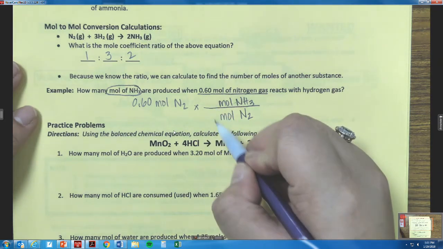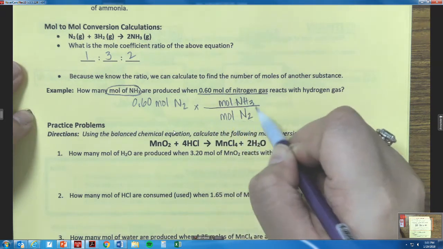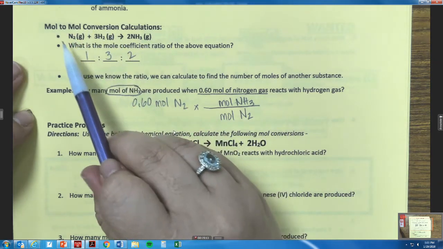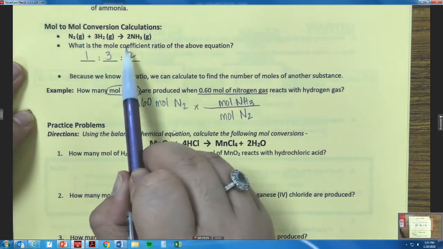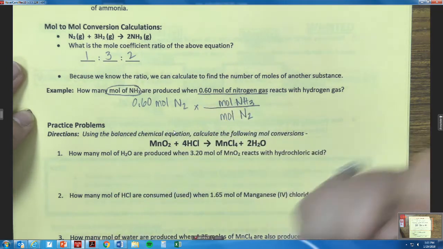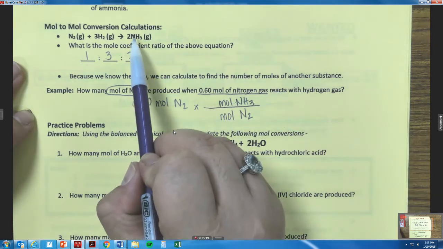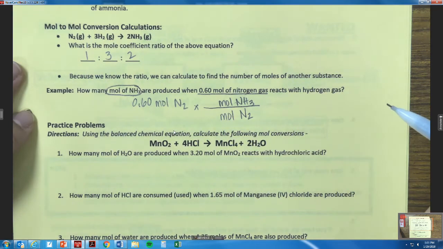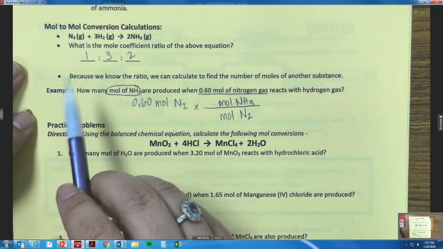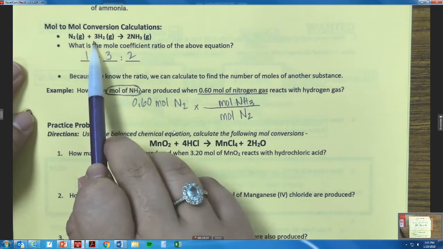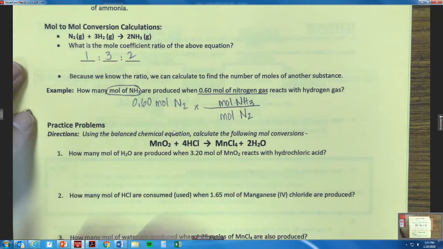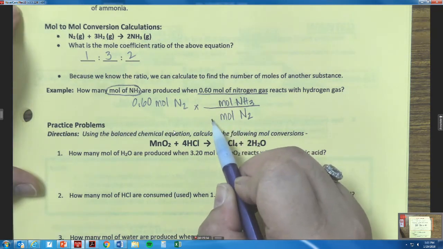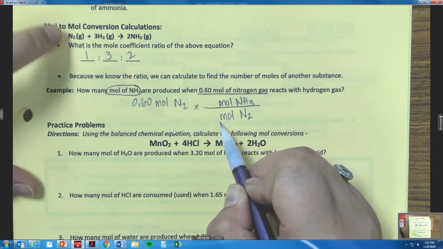Or my number values. Where you're going to get these numbers from is from your balanced equation. If you have to balance your own equation and you balance it incorrectly, then your whole answer is going to be wrong. So balancing your equation is very crucial for the rest of the unit. Again, we take our number values from our balanced equation.